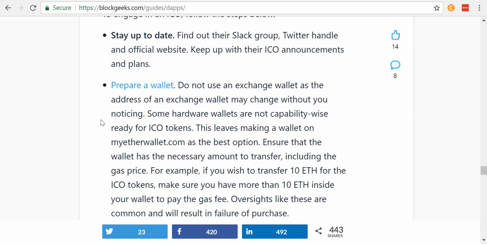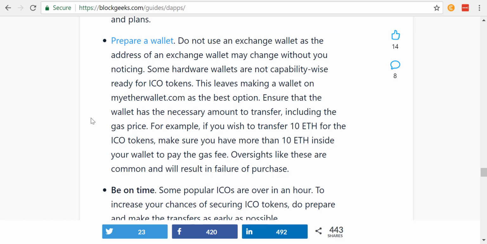Prepare a wallet. Do not use an exchange wallet, as the address of the exchange wallet may change without you noticing. Some hardware wallets are not compatibility-wise ready for ICO tokens. This leaves making a wallet on MyEtherWallet as a best option. Ensure that the wallet has the necessary amount for the transfer, including the gas price. For example, if you wish to transfer 10 ETH for the ICO token, make sure you have more than 10 ETH inside your wallet to pay the gas fee. Oversights like these are common and will result in failure of purchase.